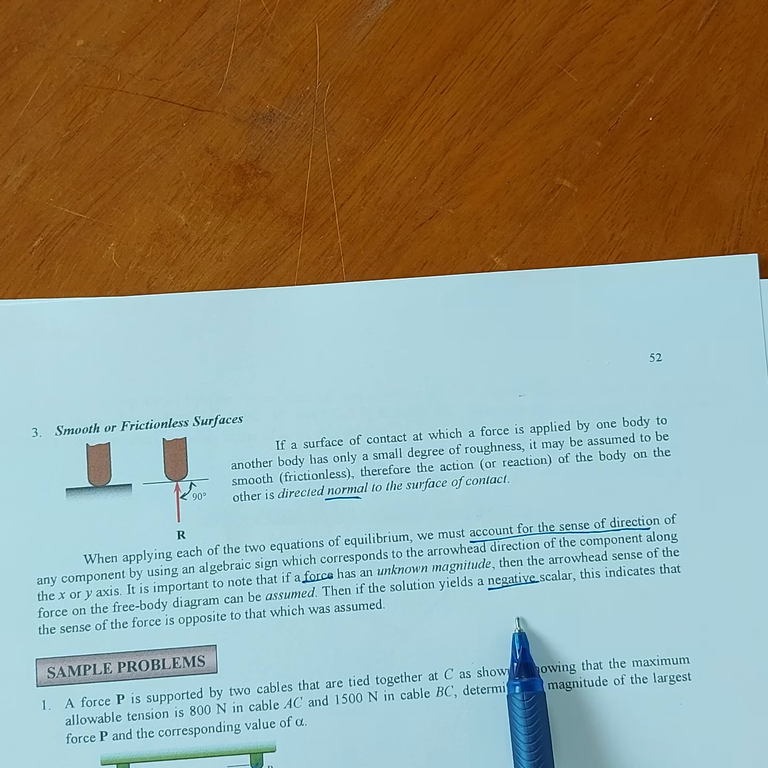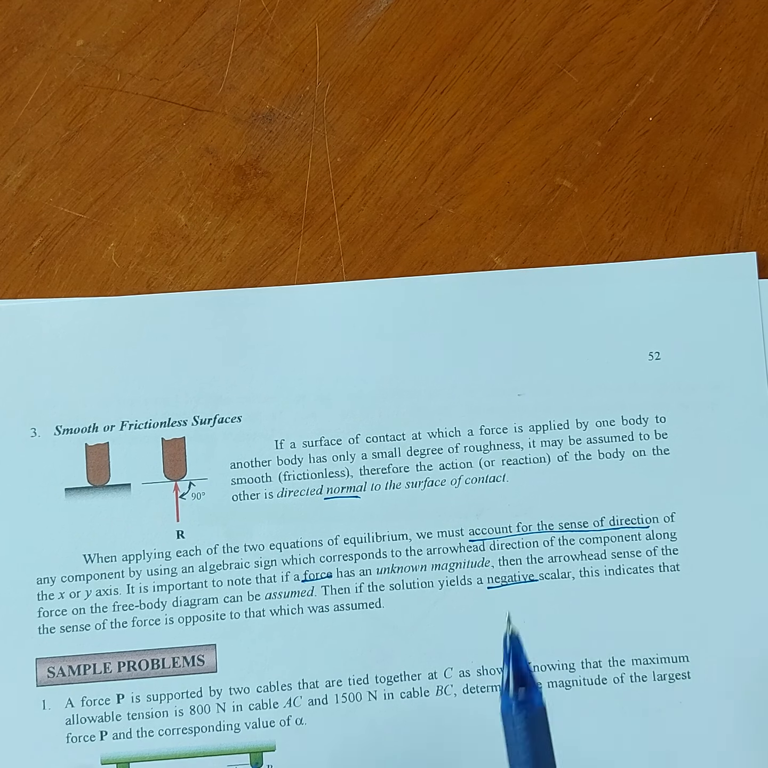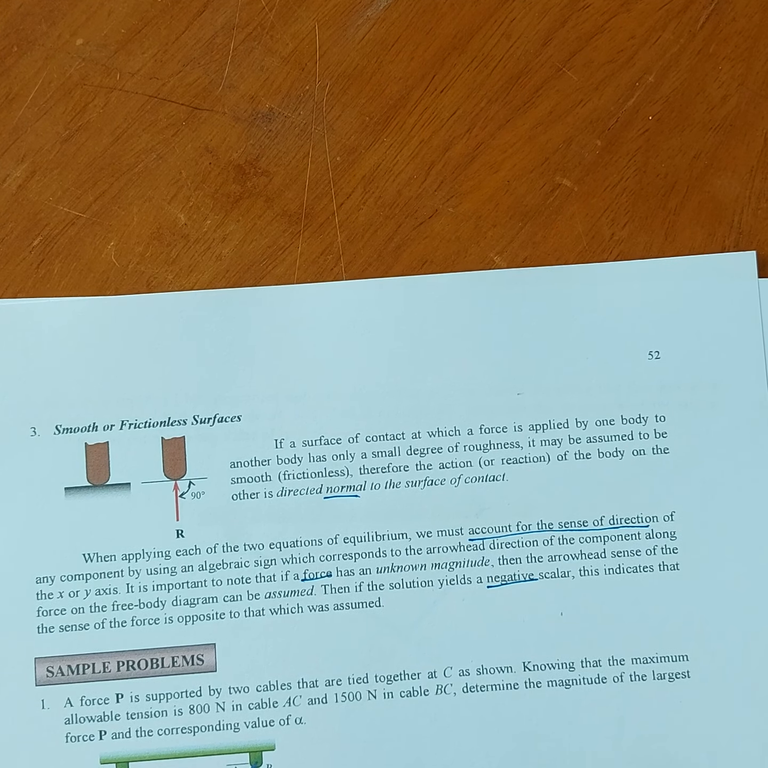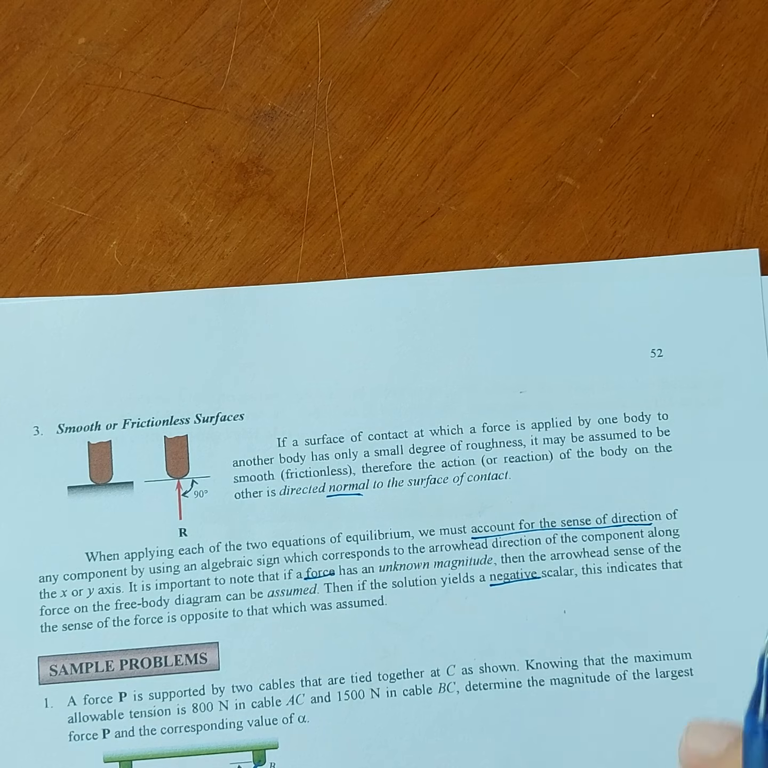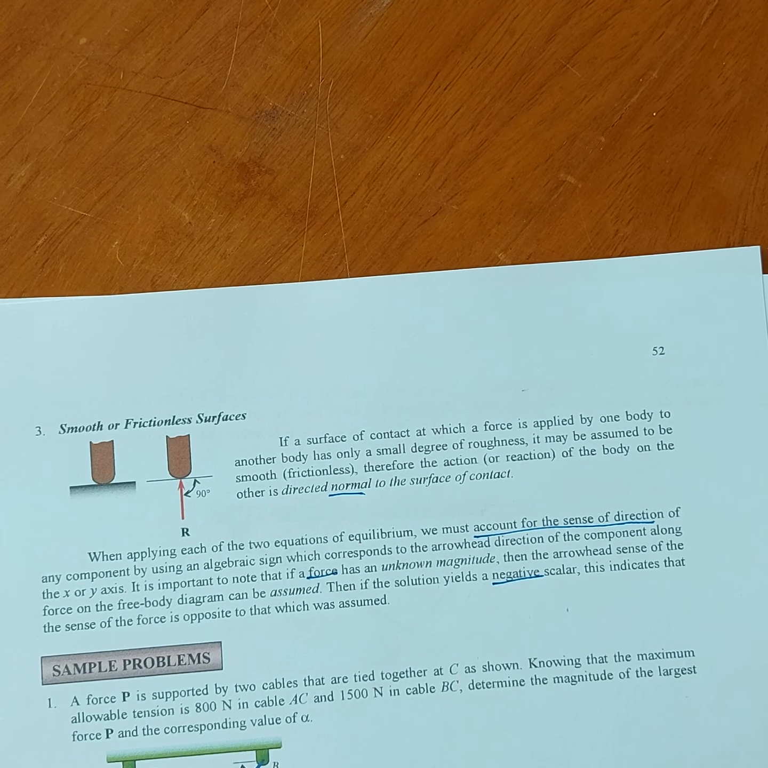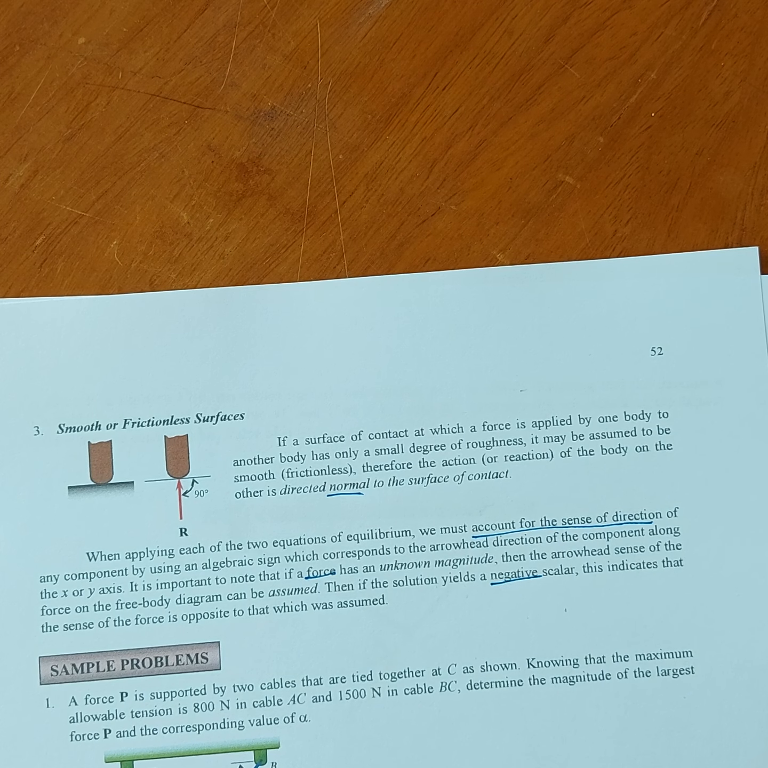So kapag negative yung result, that means wrong yung assumption ng direction. Correct yung value, yung magnitude niya, but the direction is wrong. Then you can correct later on. So, you can assume any direction and correct it later on kapag mali yung ating na-assume na direction. Okay? So, yun yung common na assumptions natin.